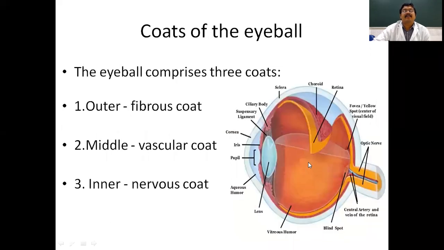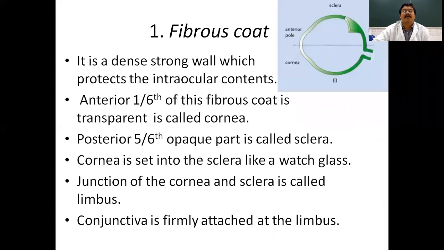If you look at the coats of the eye, it has three coats. The outermost is the fibrous coat, the middle is the vascular coat, and the innermost is the neural coat. The fibrous coat: the anterior one-sixth is formed by the clear cornea, which is like a watch glass, and the posterior part is the white layer, the sclera. It protects the intraocular contents.